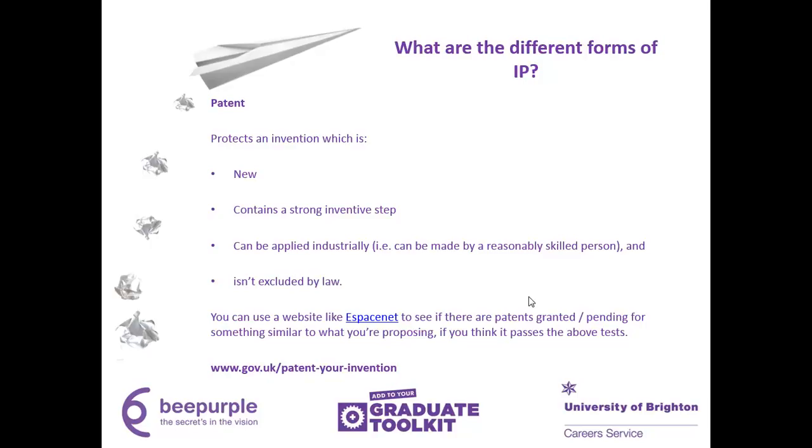So what are the different forms? This is a very common one, a patent. This is all about inventions. What can you protect? If you invent something that's new, contains a strong inventive step, can be made industrially, in other words, it has to actually be able to be made in reality, and isn't illegal in any way, then there is a chance you could get a patent. It's a strong way of protecting it, and you'd have 20 years monopoly over that idea. Again, there's a link at the bottom for you to look at it in more detail.